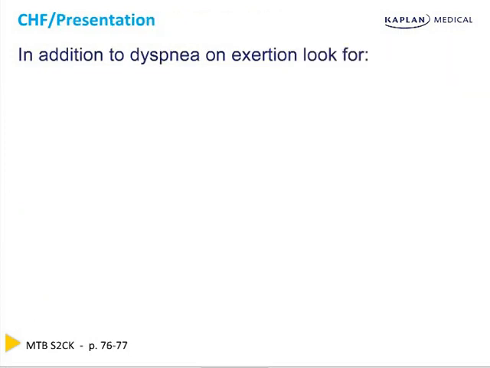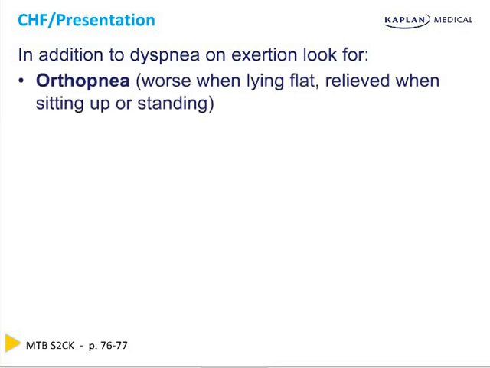Knowing the presentation is so you can answer the question, what's the most likely diagnosis? There are a lot of reasons to have shortness of breath, but those reasons, such as pulmonary emboli and pneumonia, don't give you orthopnea. Orthopnea is the positionality of shortness of breath. This is one of the most unique features of congestive heart failure. As you lie flat, blood pools in your lungs.